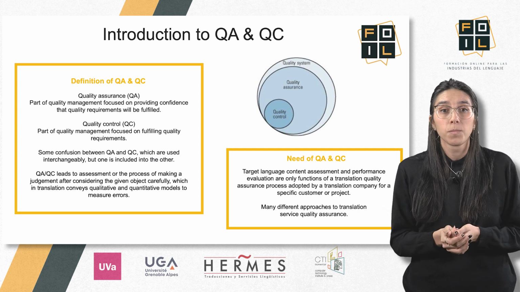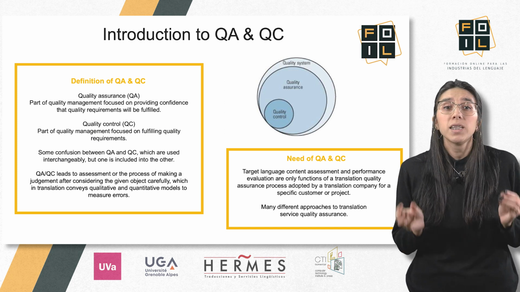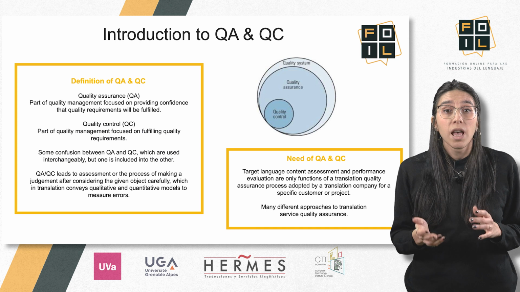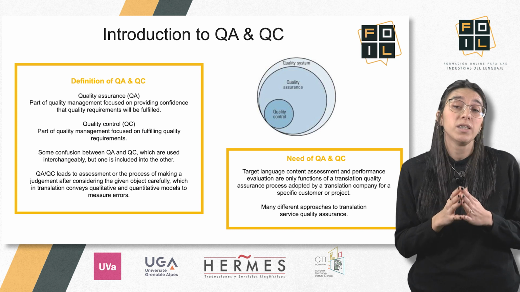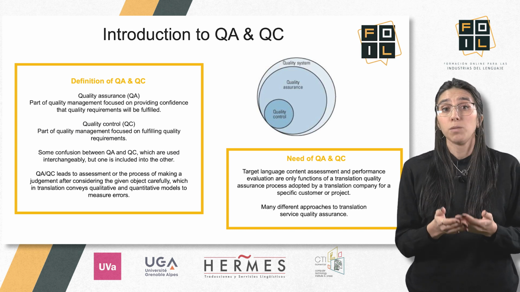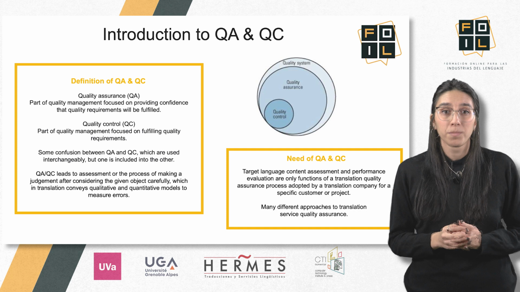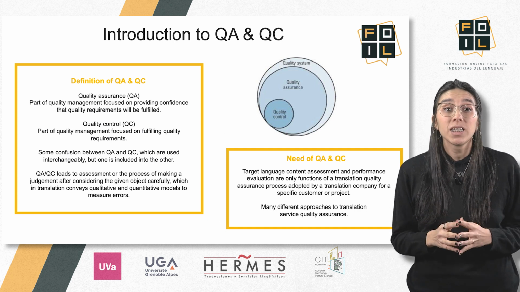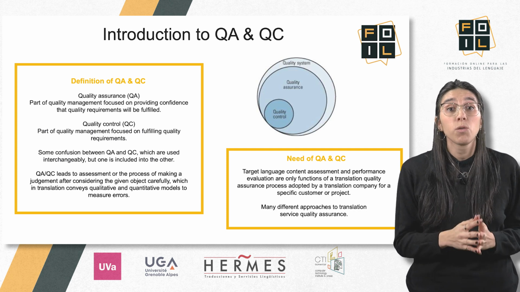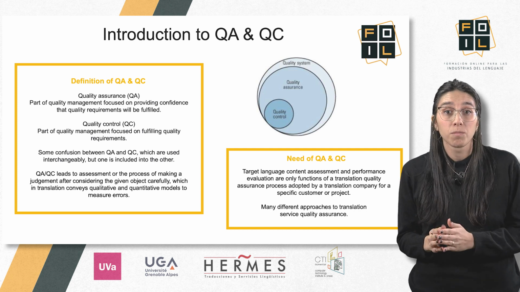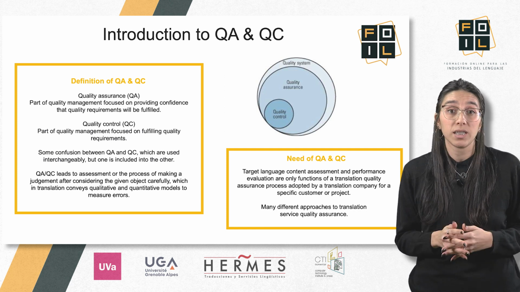If we look at these concepts related to the language industry, translation quality assurance is an assurance model approach to the translation process that ensures prevention of errors, reduces subjectivity, and helps achieve intended results. It leads to assessment, which is the process of making a judgment after considering the given object carefully. Translation assessment involves a system for quantitative and qualitative measurement of errors and takes into consideration the source language content and the project specifications. In this sense, the assessment model describes the stages and people involved in the assessment system.